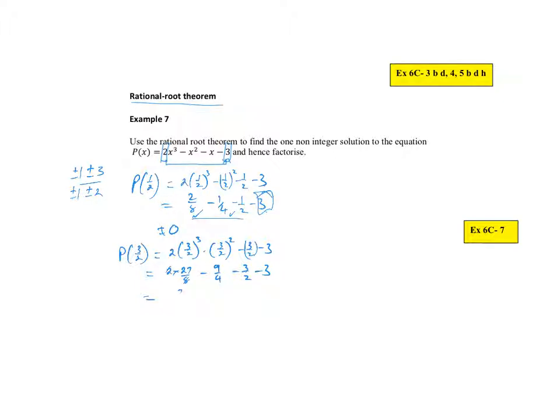Let's make everything on 4. 27 on 4 minus 9 on 4 minus 6 on 4 minus 12 on 4. So that's going to give me 27 minus 27 over 4, which is equal to 0. So P of 3 on 2 is a solution.